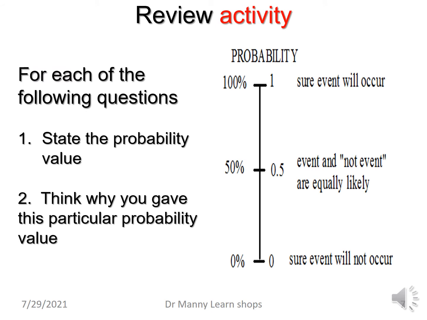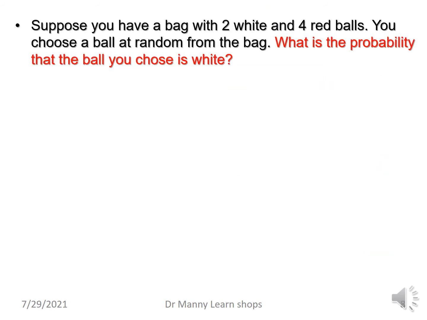Let's review. For each of the following questions, state the probability value. Think why you gave this particular probability value. Suppose you had a bag with 2 white and 4 red balls. You choose a ball at random from the bag. What's the probability that the ball you chose is white?